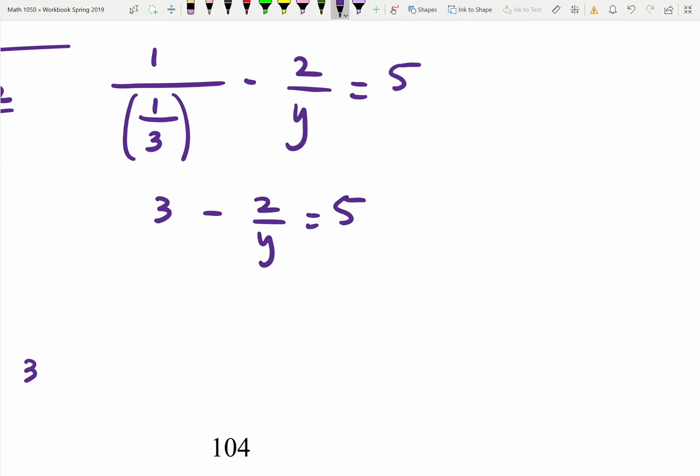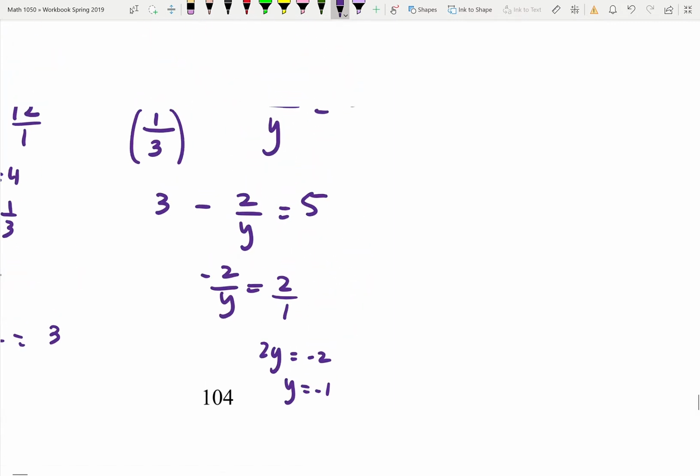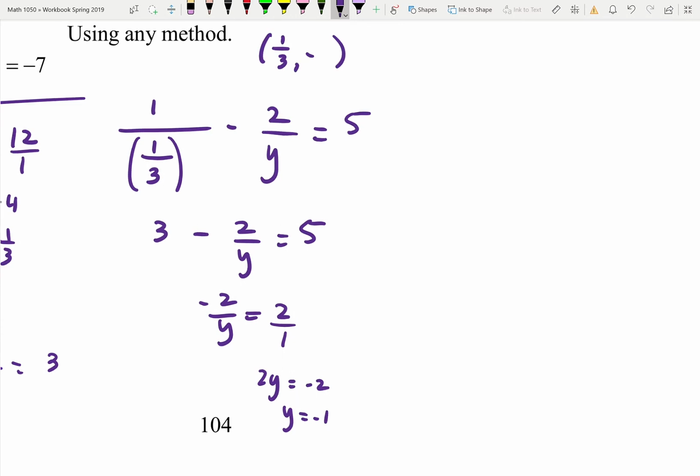Tell me what to do. Move your 3, right? So you have negative 2 over y is 5 minus 3, which is 2. This should come immediately. Next step, what are we going to do? Cross multiply. 2y equals negative 2. Divide by 2, y equals negative 1. Come right here, put in your negative 1, check your answer, and you're done.